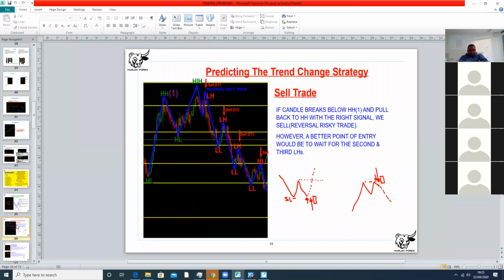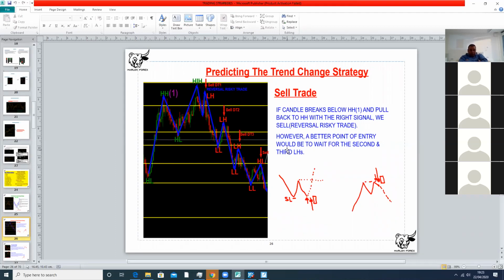Now, for example, we're still predicting the trend change. What we're looking at is predicting the trend change for a downtrend. So the market breaks down, pulls back, breaks down, pulls back. It's this pullback that we're looking for. The market breaks down, pulls back. Now, some people use Fibonacci and all those sort of things. I don't really use Fibonacci.